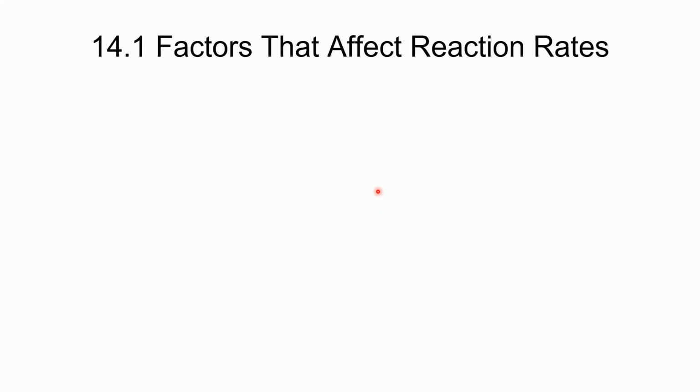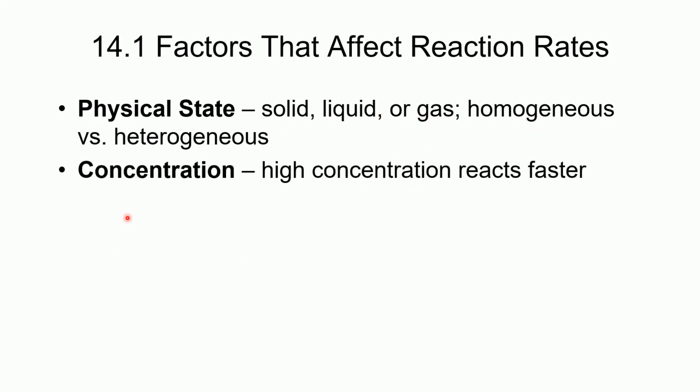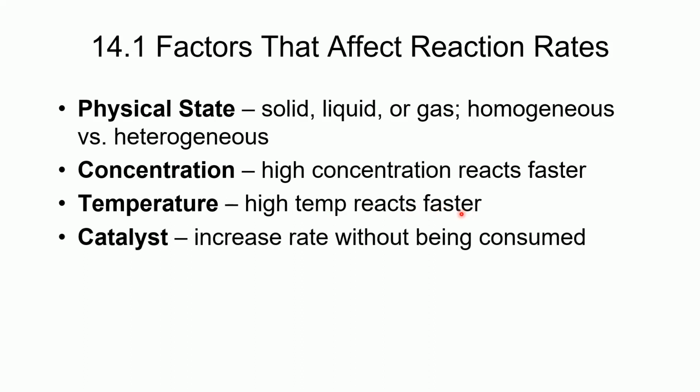So we want to look at four main factors that will affect the rate of a reaction. One is going to be the physical state. We'll talk about solids, liquids, and gases, and homogeneous versus heterogeneous. The second is concentration. The higher the concentration, the faster the reaction. The third thing is going to be the temperature. Almost always, if we increase the temperature, the reaction rate will increase as well. And then finally, the presence of a catalyst. By adding a catalyst, we change the mechanism of a reaction, and the catalyst ends up not being consumed over the course of the reaction.